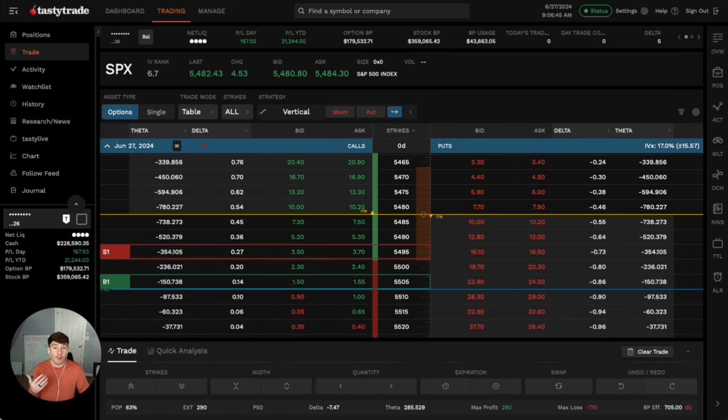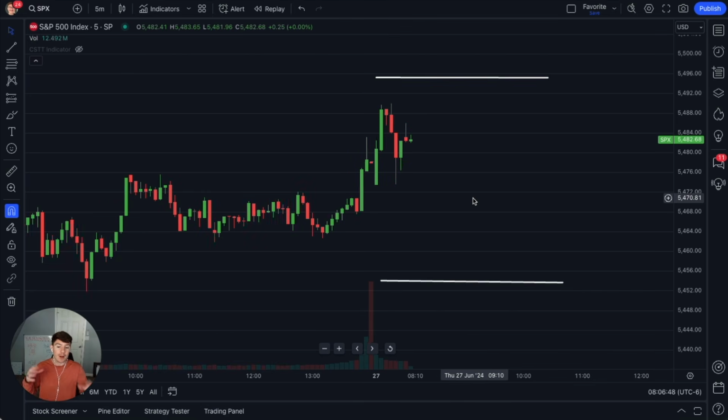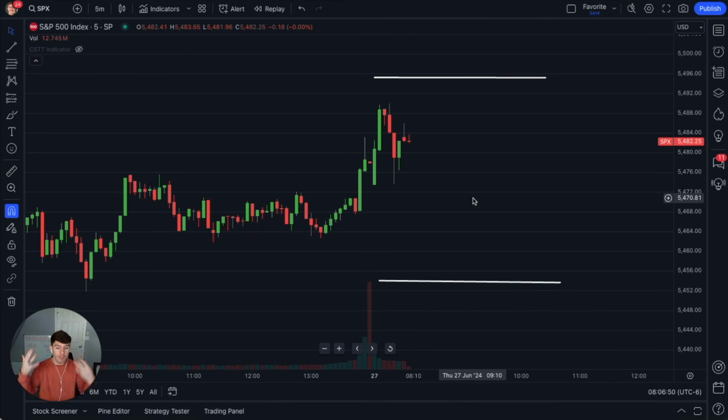Now the real question is, how do we manage this trade? So now that we know how to structure it and put it on, how do we actually manage this trade?